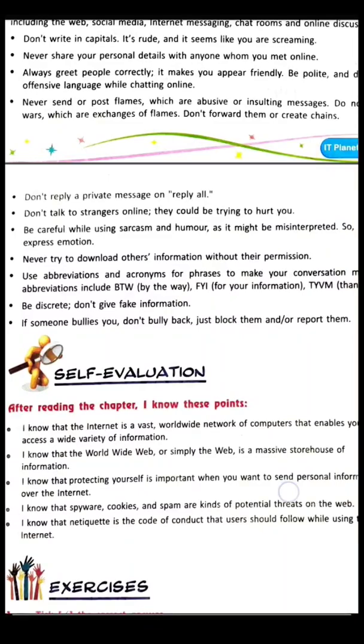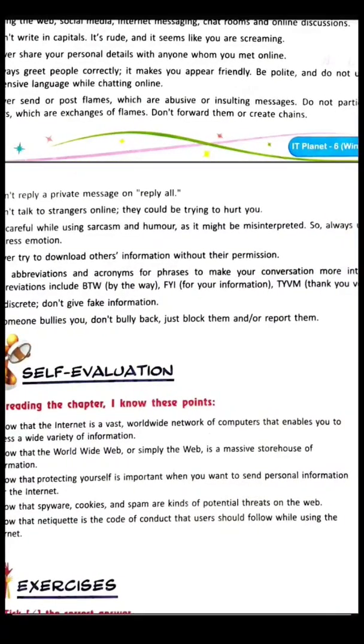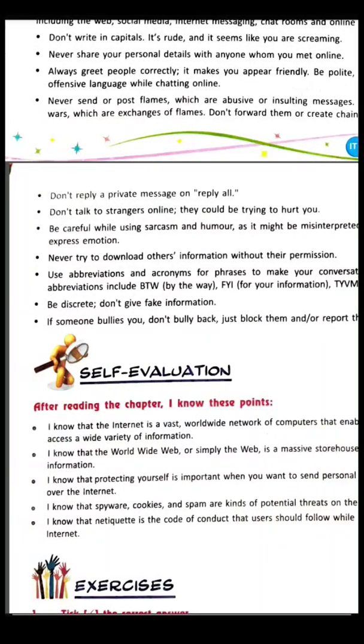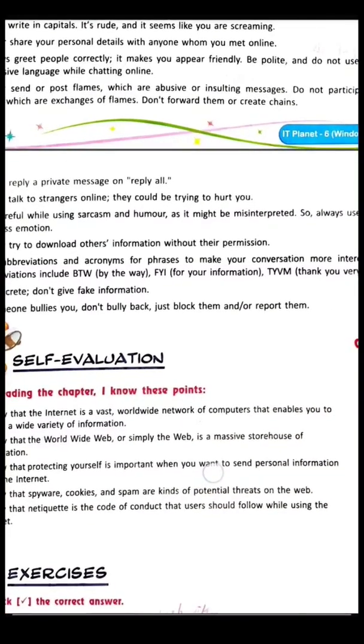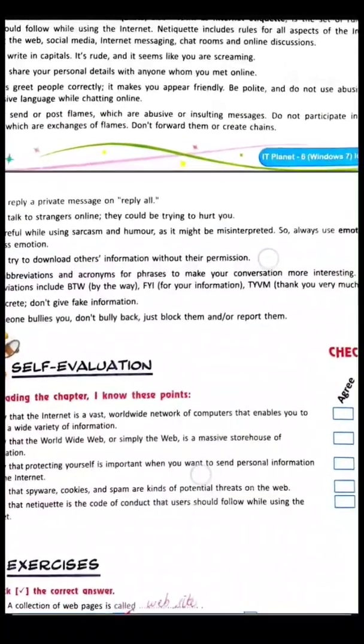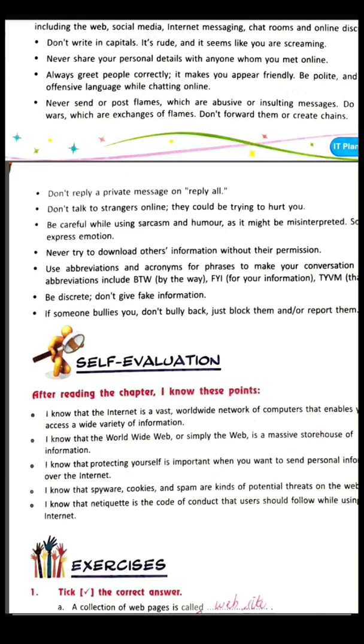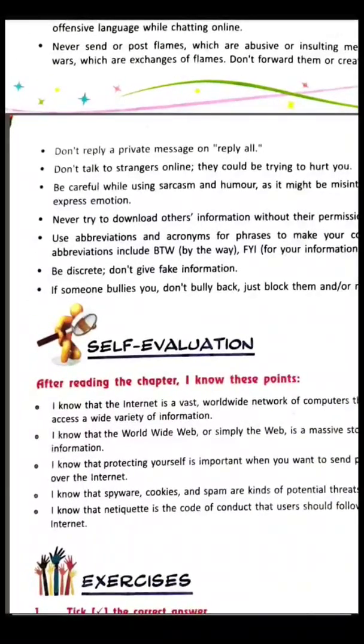Next, use abbreviations or acronyms for phrases to make your conversation more interesting. Popular abbreviations include BTW, by the way, FYI, for your information, TYVM, thank you very much. So you can use these short codes called abbreviations instead of typing long messages. Next, be discreet, don't give fake information. Whenever you send some information to someone, be sure that information is correct. Fake information you should not spread.